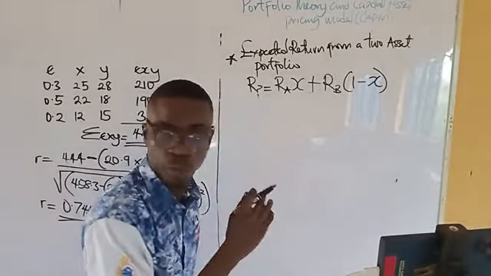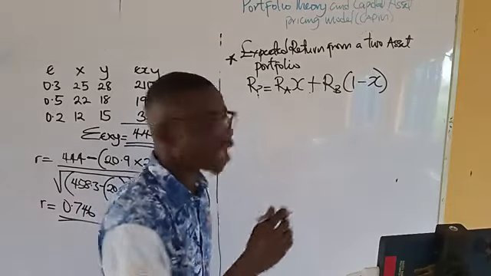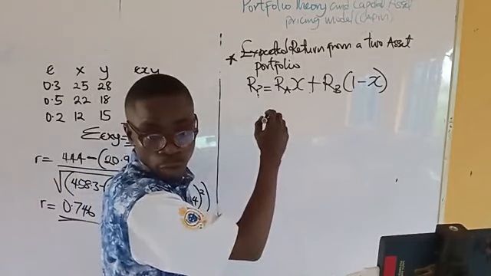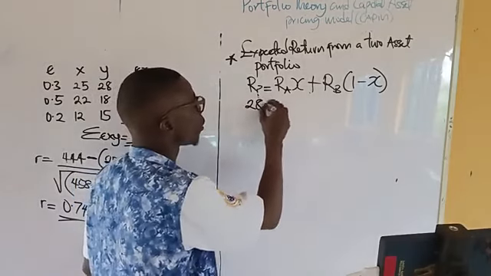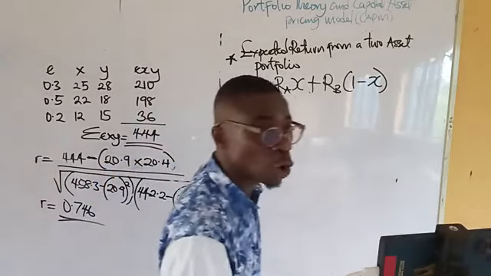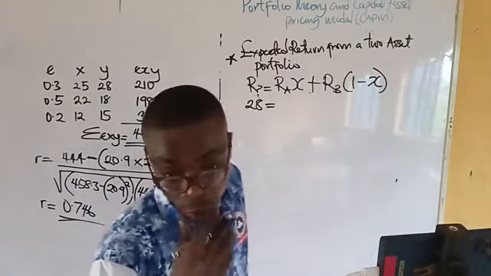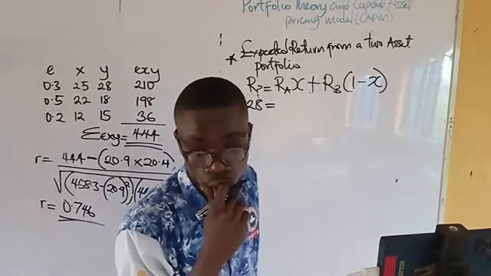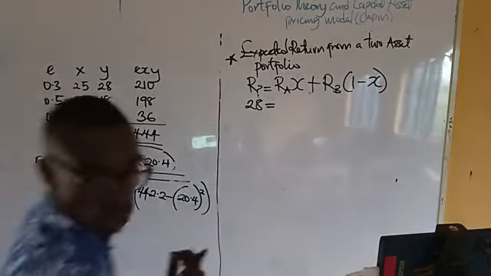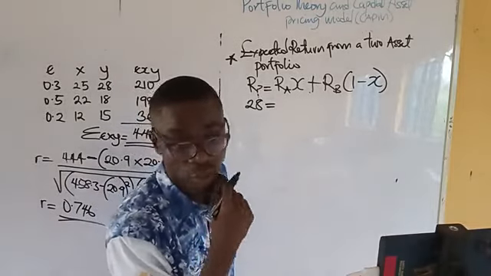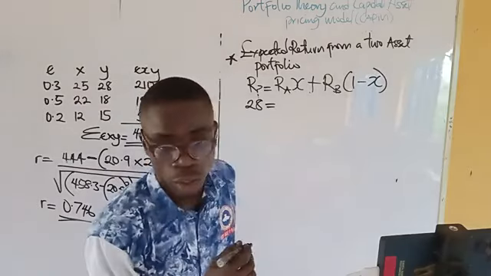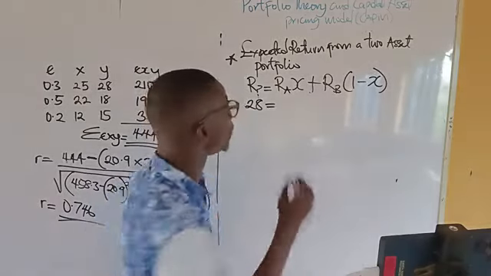Now, look at this B now. They have given us the expected return of B, which is 28. Now, the expected return on A has been given, right? But we don't know how to invest. What's the expected return of A? Oh, 20%. 20%.